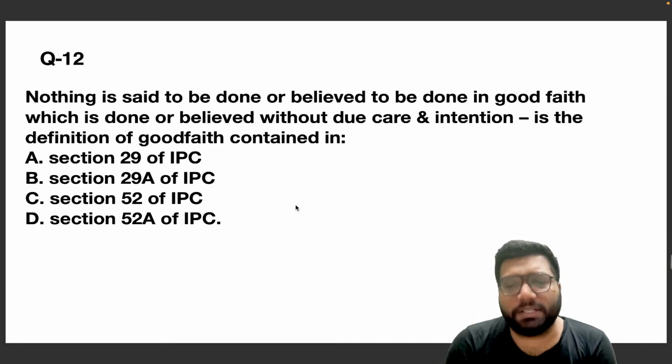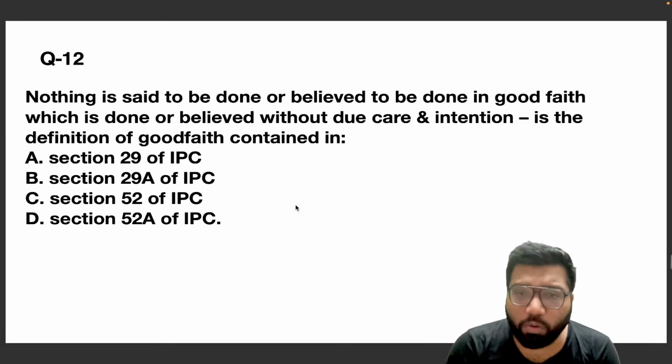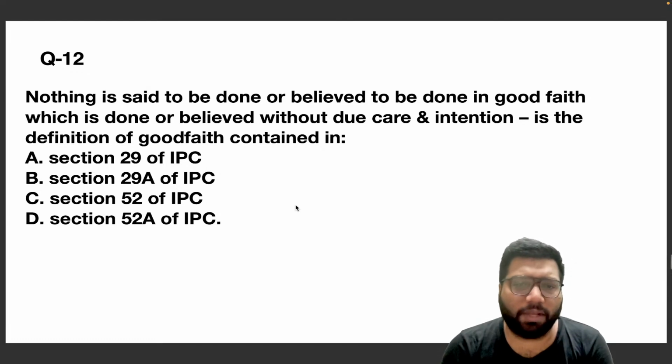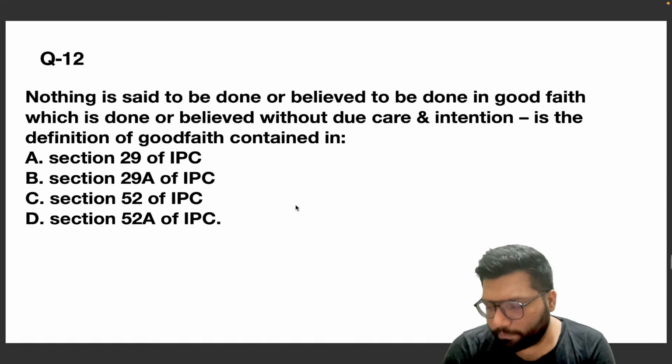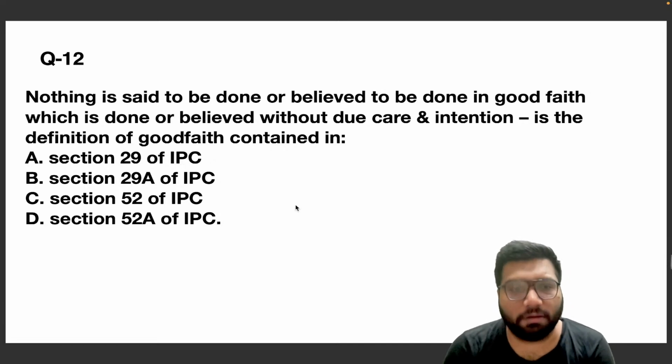Nothing is said to be done or believed to be done in good faith which is done or believed without due care and attention, is the definition of good faith contained in, easiest question you can ever dream of. Good faith defined under section basically. Tariq, how can you answer D? 52A. 52A is Harbor.